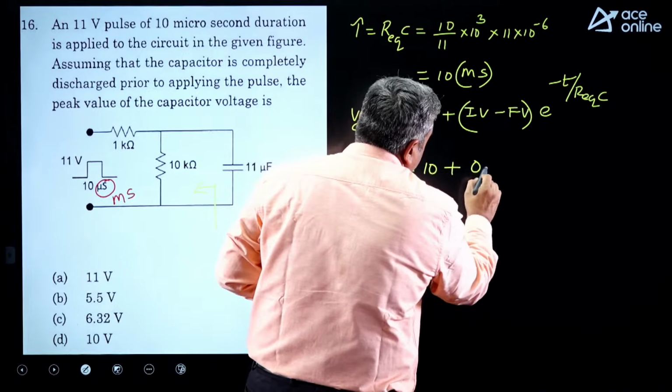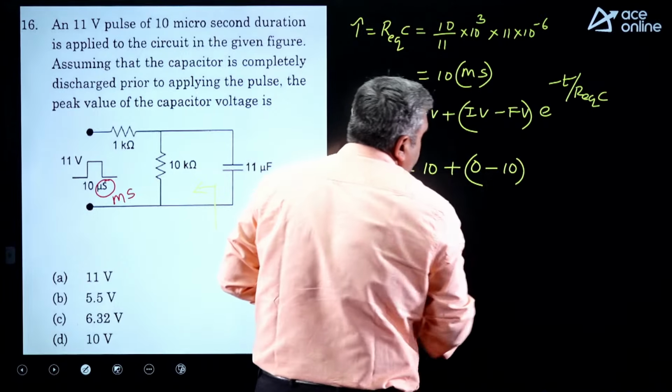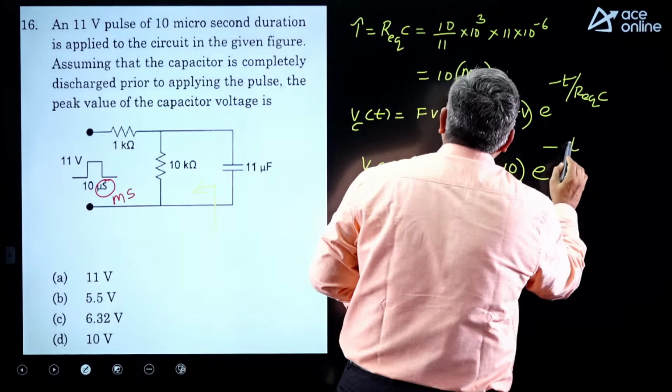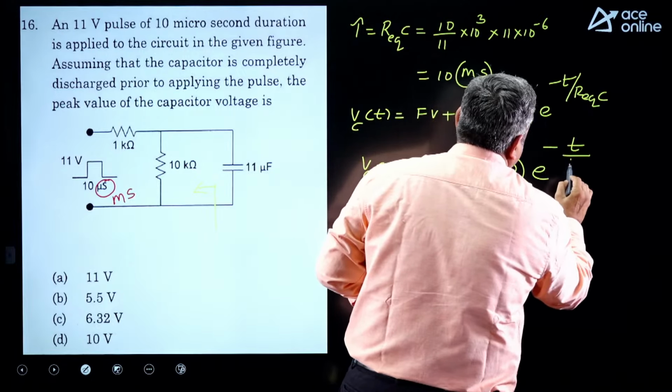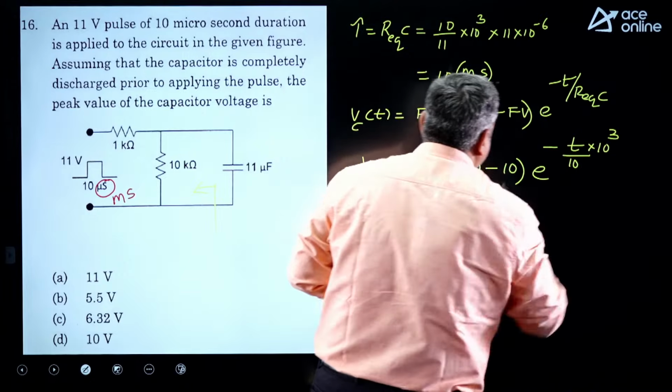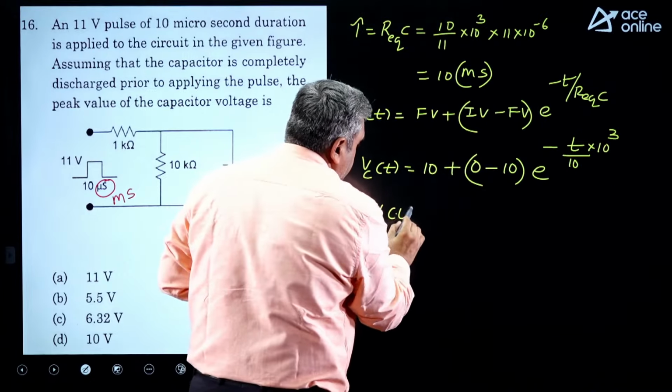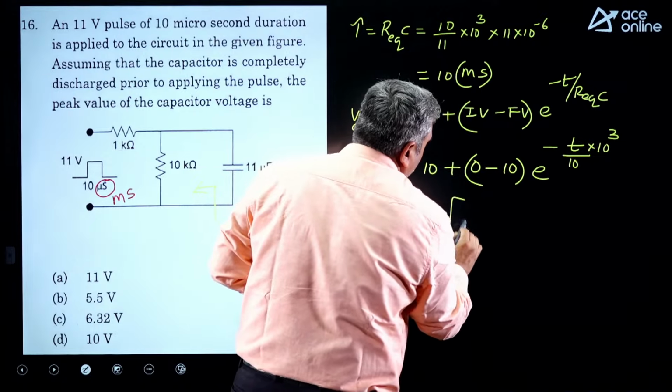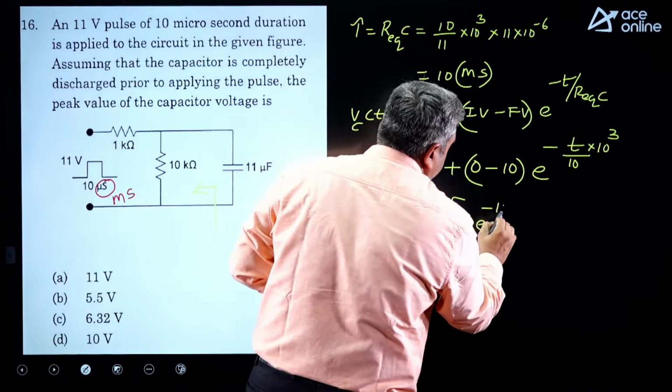Initially there is no voltage, so 0 minus 10 into this e power minus t by 10 in milli. So in numerator you can write it as 10 cube. So you can express this Vc of t as 10 into 1 minus e power minus 100 t.